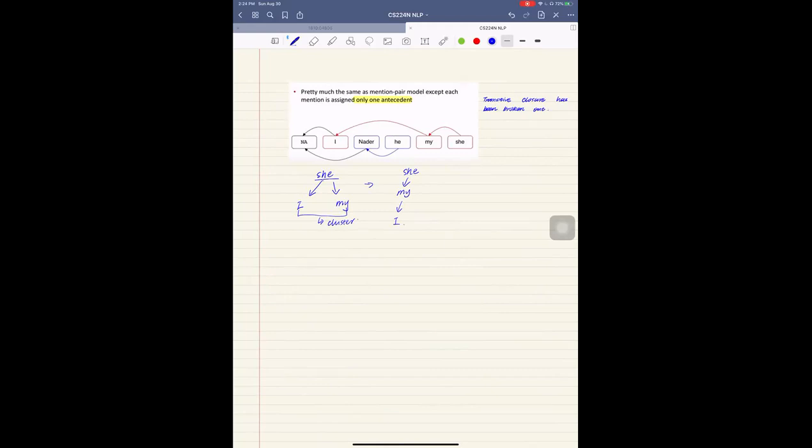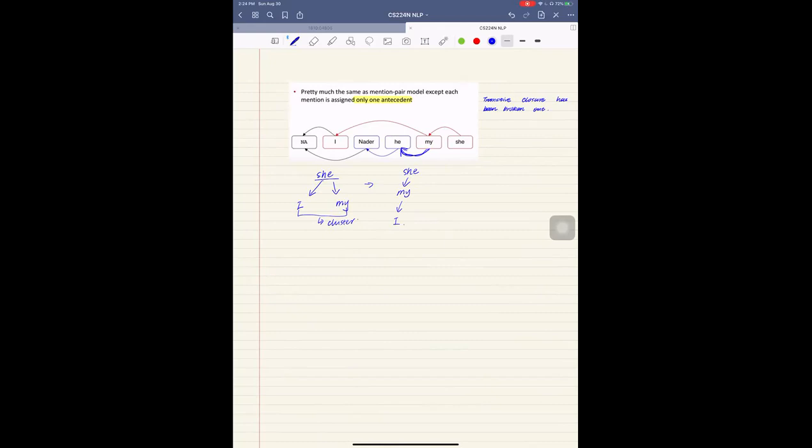In that way, even if you wrongly classify two of them together, it doesn't generate that huge problem for us, as previously mentioned in the mention pair model.